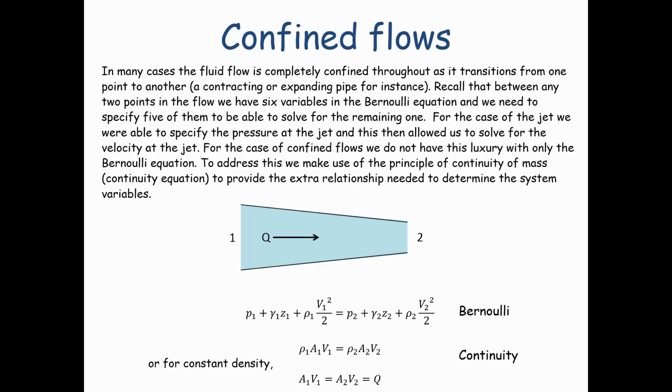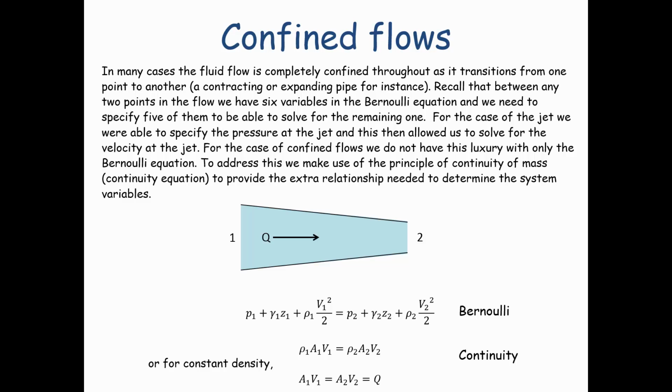We can use Bernoulli's equation to determine quantities at point 2 if we are given the quantities at point 1. So let's look at Bernoulli's equation for this situation. Let's say that we measure the pressure, the elevation, and the velocity at point 1. We can determine unknowns at point 2 by applying the Bernoulli equation and the continuity equation, which we really haven't talked about yet, but we will talk about it now.